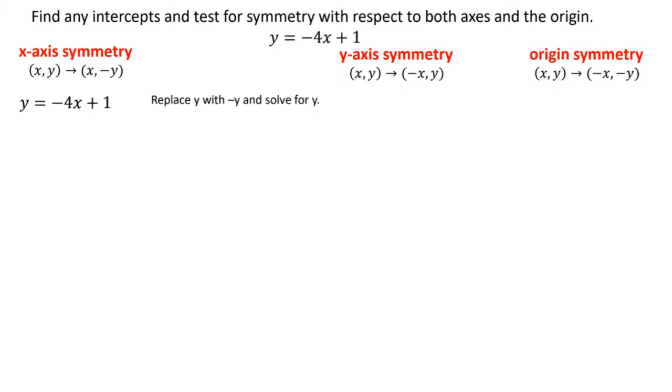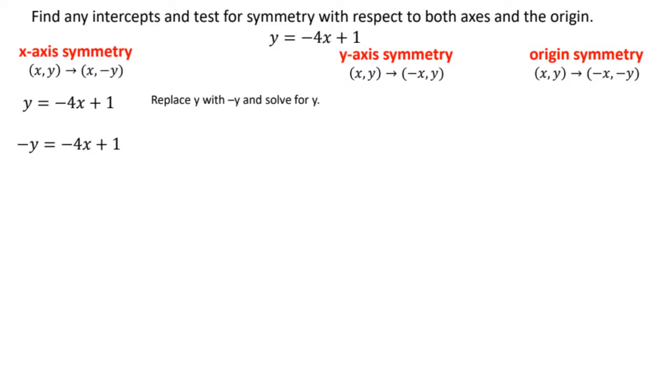Let's check for the x-axis symmetry on this equation. y is equal to minus 4x plus 1. So we're going to replace y with a negative y and solve for y. When we do this, we have negative y is equal to negative 4x plus 1. And we solve for y.